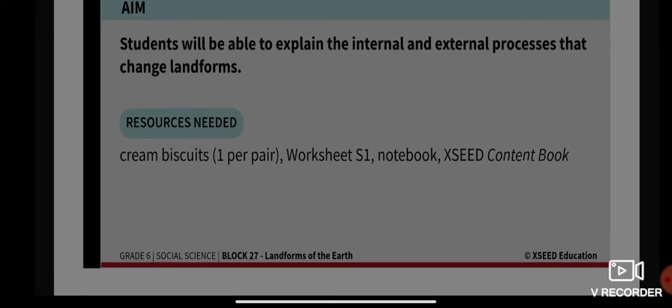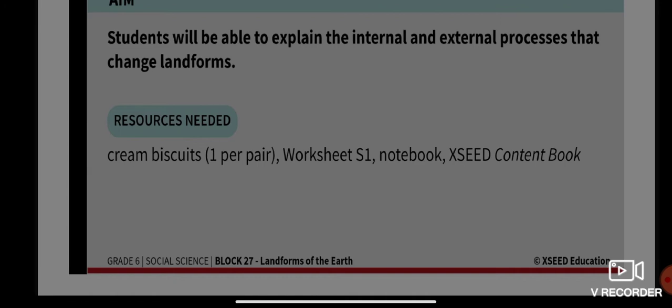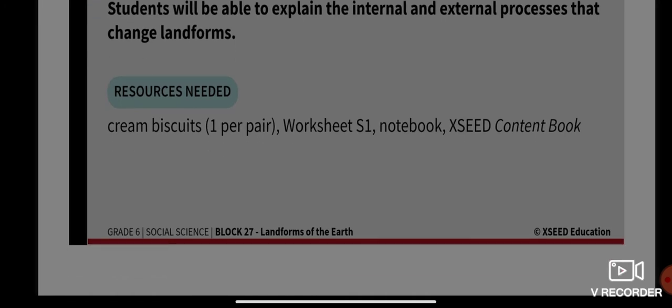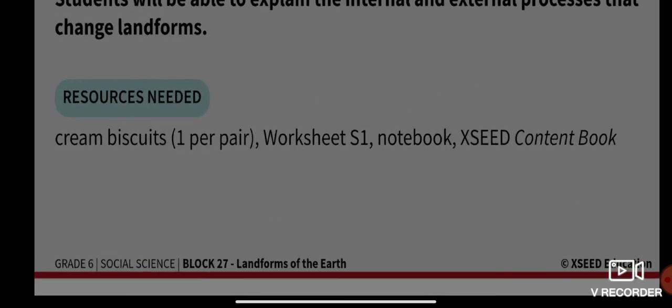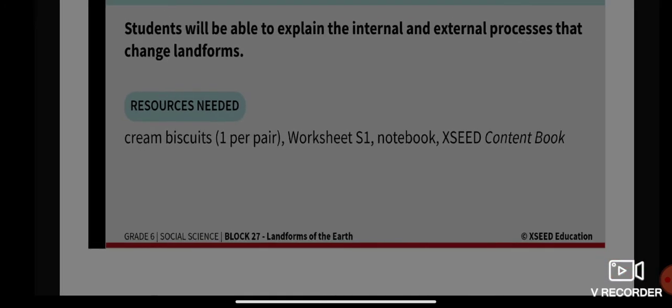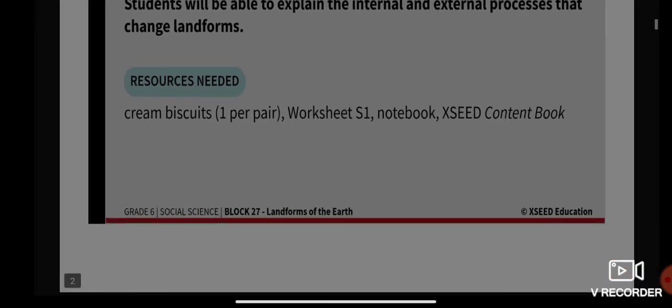Resources needed are cream biscuits, that is worksheet S1, notebook, and your exit content book. So I will be showing you the cream biscuit, okay? So for which you have to observe, and if you have a cream biscuit with you, you can even look at it and do the experiment by yourself. All right.